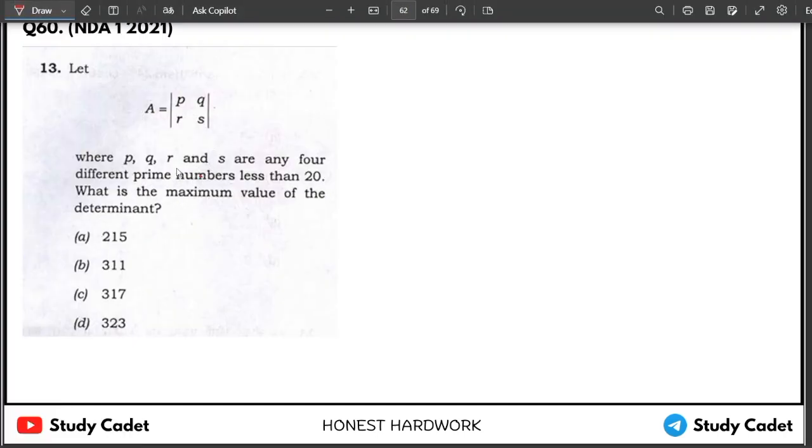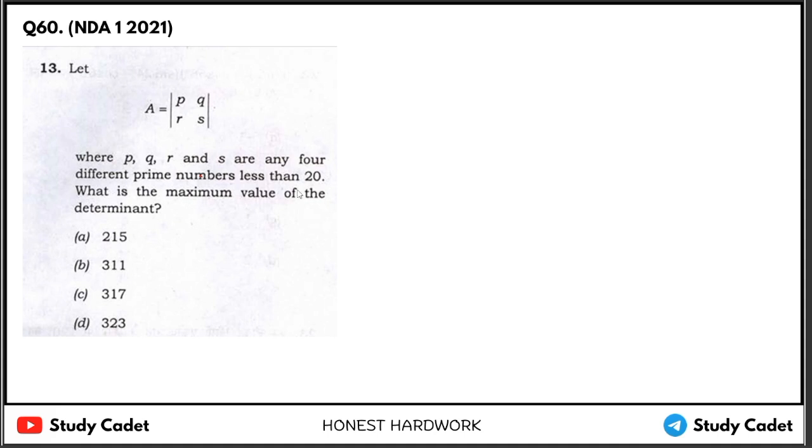Let A be the matrix with entries P, Q, R, S, any 4 different prime numbers less than 20. What is the maximum value of the determinant? This determinant has value PS minus QR. When will this value be maximum? When PS is maximum and QR is minimum, right?